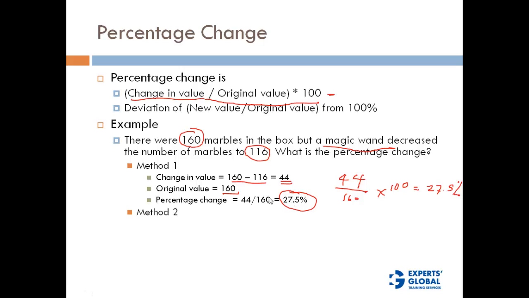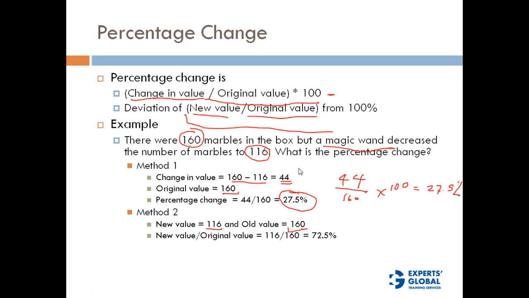Let's look at method 2. What do we need for method 2? We need new value and original value. So new value is what? 116. Old value is what? 160. Okay. So now we'll calculate this. New value divided by original value. This particular quantity we will calculate: new value divided by original value.